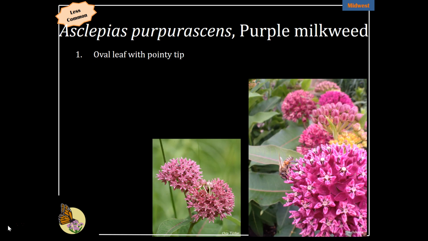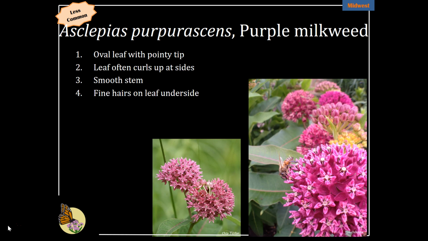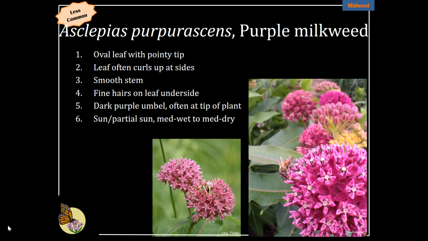Asclepias purpurascens, or purple milkweed, is a conservative species found in high-quality prairie remnants. It has oval leaves with pointy tips, and the sides often curl upward. The stem is smooth, but the underside has very fine hairs on it. The umbel is dark purple, often at the tip of the plant. It prefers sun or partial shade and moderate moisture.